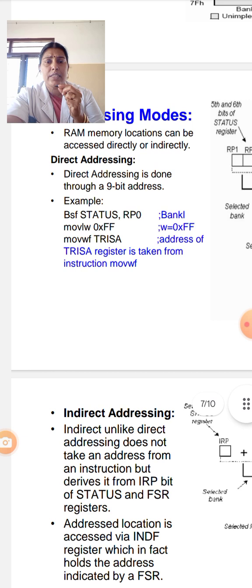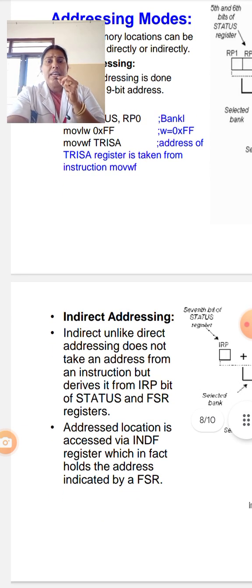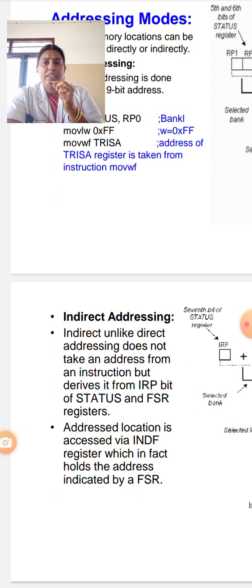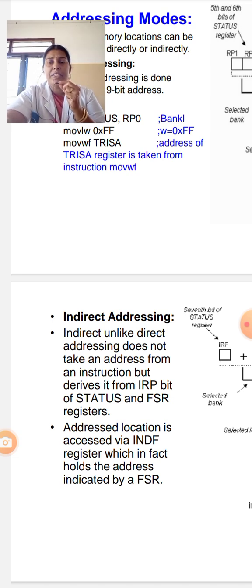Next is indirect addressing mode. Indirect addressing mode, unlike the direct addressing mode, does not take an address from an instruction but derives it from the instruction register bank bit of the status and FSR registers. The address location is addressed via a register called the INDF register, which in fact holds the address indicated by the FSR.